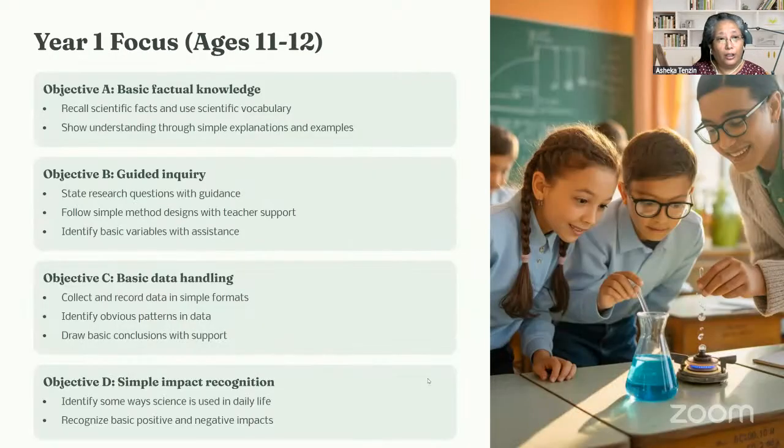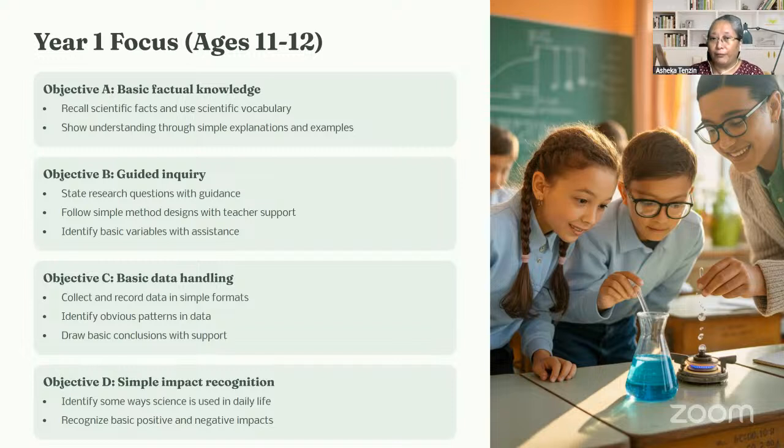So now, when you are teaching through the MYP, MYP 1, MYP 3, and MYP 5, if you look at the subject guides, you will have the progression of the objectives. So when you look at the progression of the objectives, year 1, that is grade 6, what are we looking at? In objective A, you're looking at basic factual knowledge, where students can recall scientific facts, they can use scientific vocabulary, and they can show understanding through simple explanation and examples. Okay, so we are looking at basic factual knowledge.